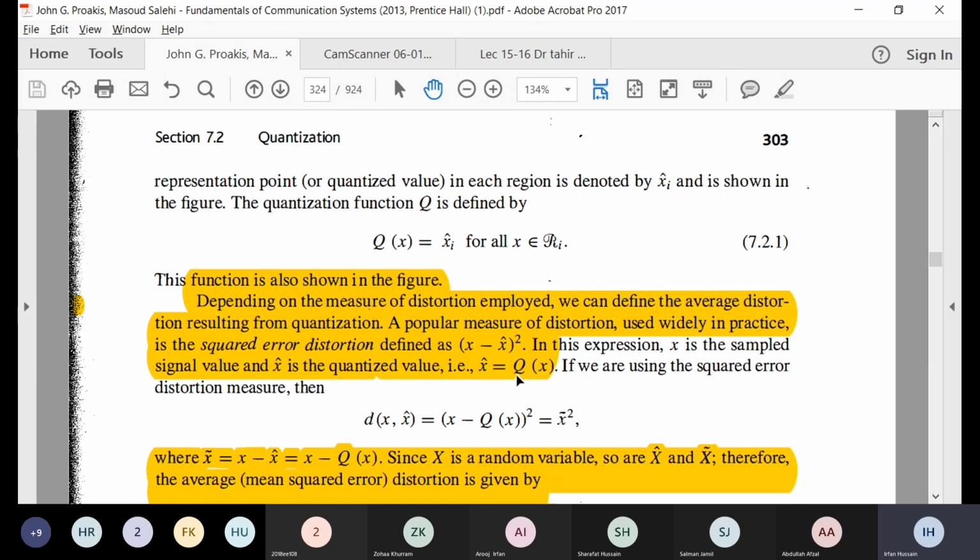So for our case, as we know, x hat is equal to q of x. The distortion will come out to be x minus q of x, or you can say x minus x hat whole square. And this x minus x hat is the error, the distortion between the actual value and the quantized value or the quantization function. We can represent this as another value, x tilde square. So x tilde is x minus x hat.